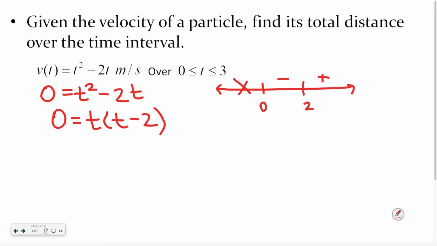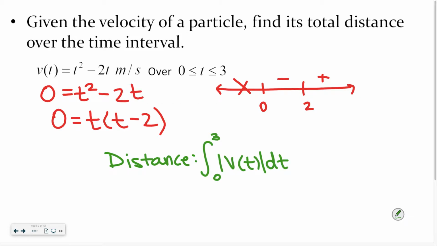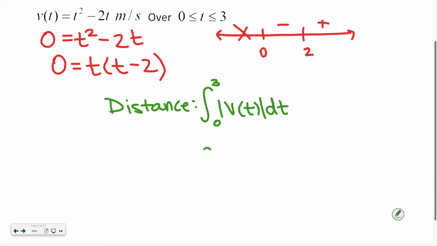Okay, so what we are going to do to find our distance is we are going to break up the integral from 0 to 3, absolute value of velocity, dt. We are going to break this up into as many integrals as we have different chunks of velocity. So we have 2 different chunks of velocity, which means we're going to break this up into 2 integrals. One integral is going to go from 0 to 2, and one integral is going to go from 2 to 3.